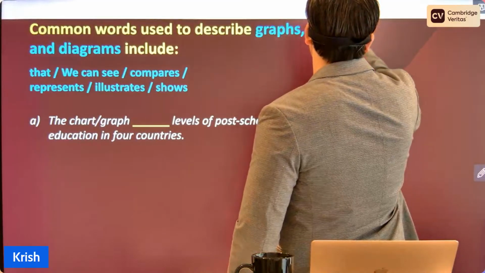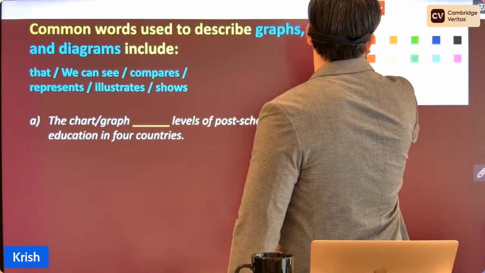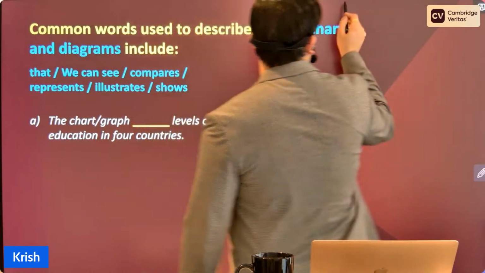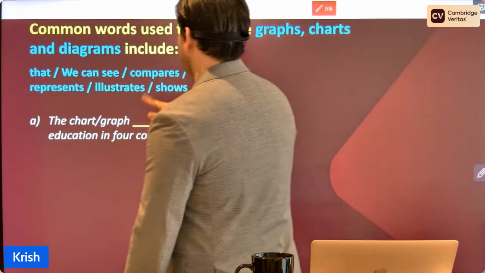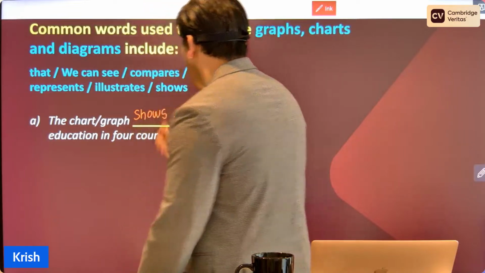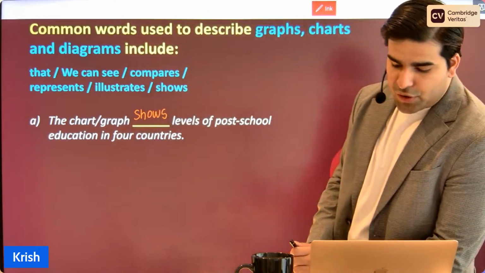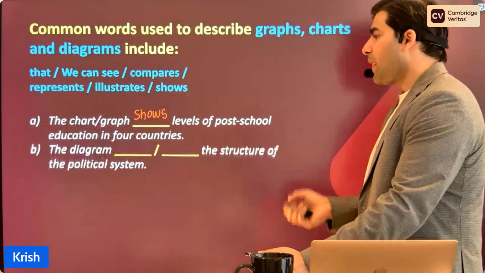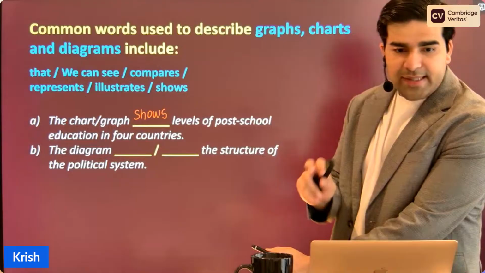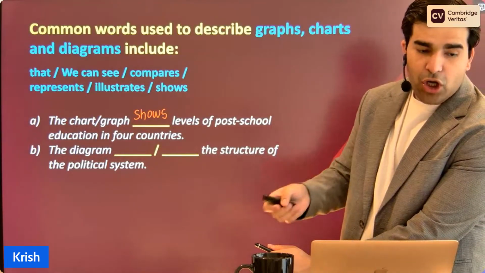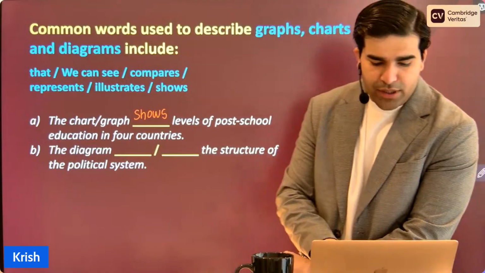So I'm going to put the sentence here for us. Shows. Yes, that is the subject-verb agreement. Shows. Bingo. Thank you so much. Now let's have a look at the second sentence. The diagram, there are two options that are possible in this context. So the diagram dash and dash the structure of the political system. Which one do you think is right?